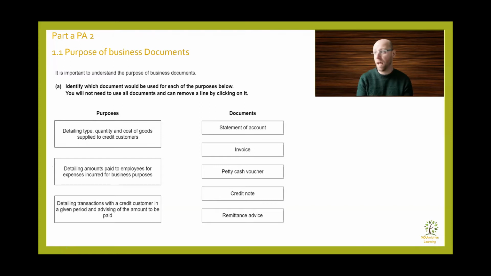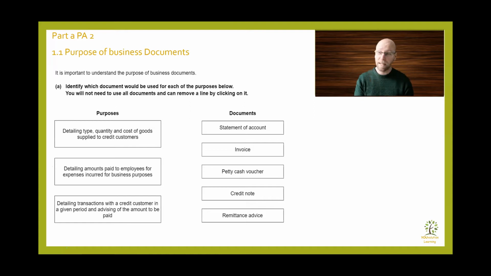Okay, so it gives us 3 purposes and it gives us 5 documents. So I'm going to just discuss each of those and then we'll go into breaking those down so we know exactly how we need to tackle this type of question. So the first purpose that it gives us is detailing type, quantity and cost of goods supplied to credit customers. The second one is detailing amounts paid to employees for expenses incurred for business purposes, and the third is detailing transactions with a credit customer in a given period and advising on the amount to be paid. So those are the 3 purposes.